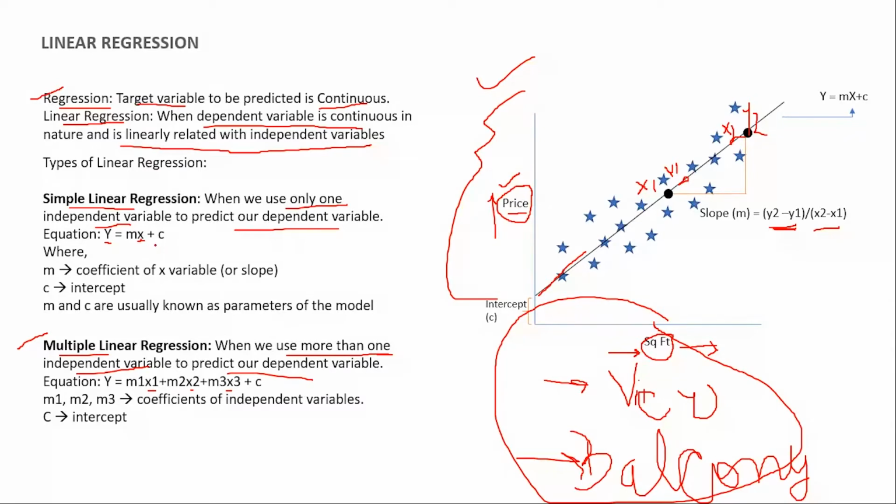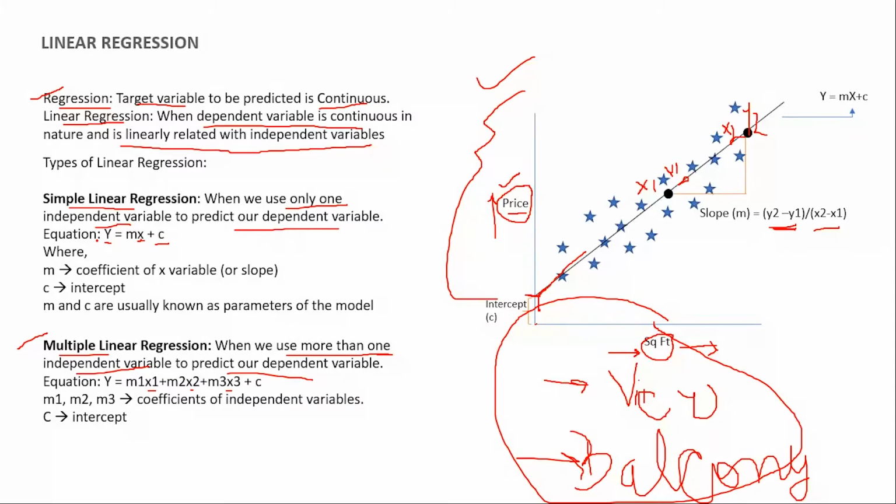And we can interpret the intercept as follows: whenever your square feet area is 0, what is the price that we are getting when x is equal to 0? So if your x is equal to 0, your c will be equal to y. That is how you can interpret your intercept.